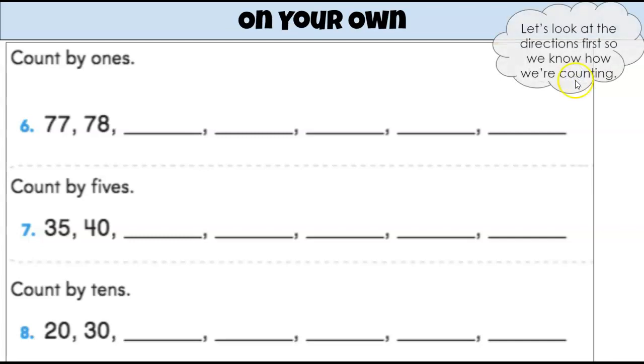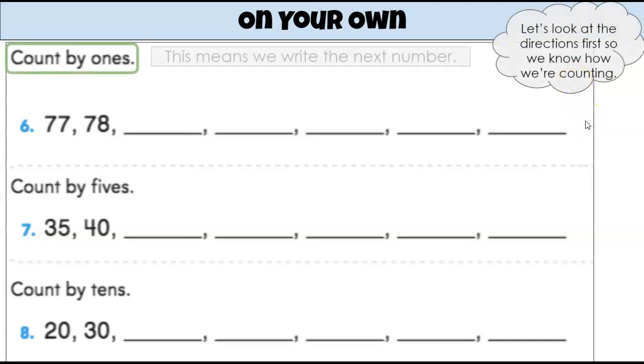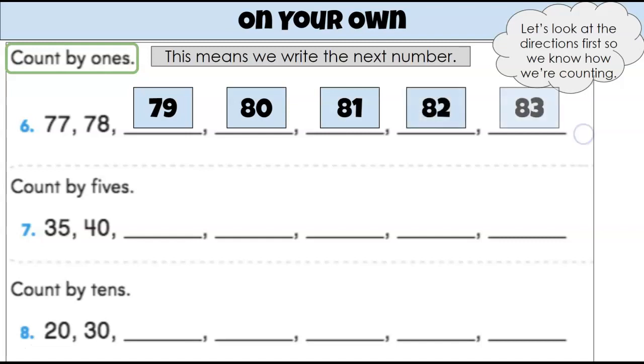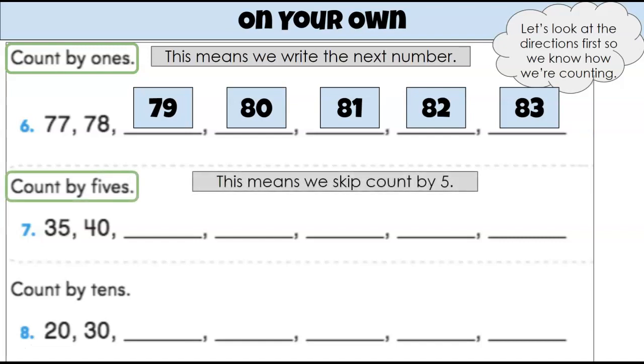All right, let's check those answers. So we always check the directions. So I circle that because I just want to remember that I'm counting the next number. So 77, 78, 79, 80, 81, 82, 83. Okay, I hope you stopped the video to make sure that you're fixing any mistakes you might have made because we always want to practice correctly.